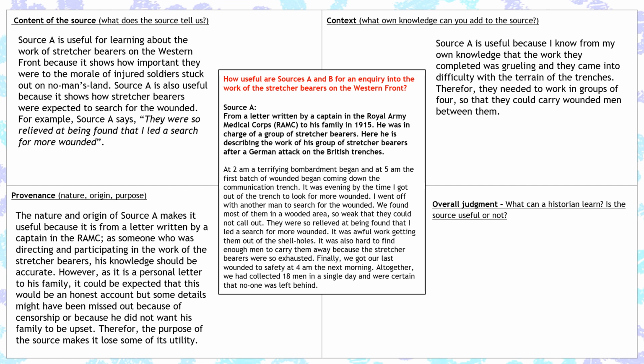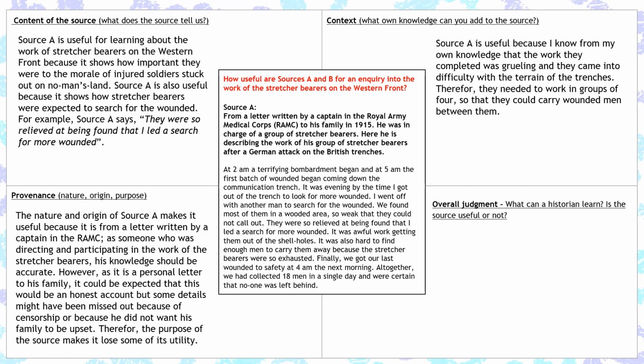So I've said, I do think it's really useful because it was written by someone who obviously experienced it and his knowledge would be accurate. However, if he's writing a letter to his family, he might not want to put an example of seeing a corpse with the legs missing or seeing men who he hadn't got to in time who were dead.